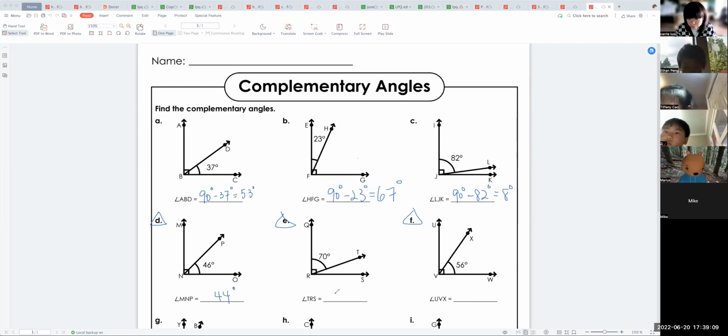Number E, Daniel. Okay, I accidentally wrote the top instead of the bottom. Just do it directly. 20 degrees, right? Oh yeah, 90 minus 70 equals 20 degrees. So Maris, what is UVX? 34. Very good. 90 minus 56 equals 34 degrees. Good job.